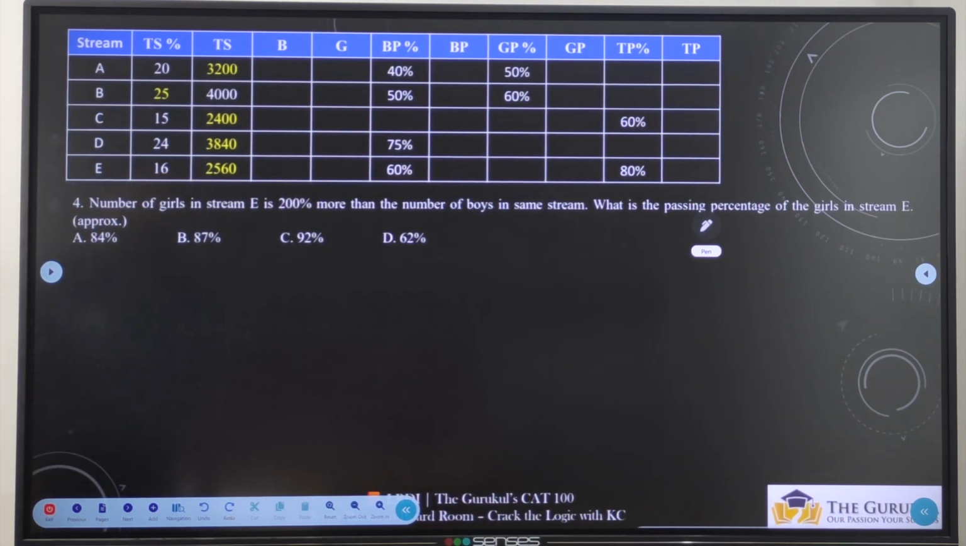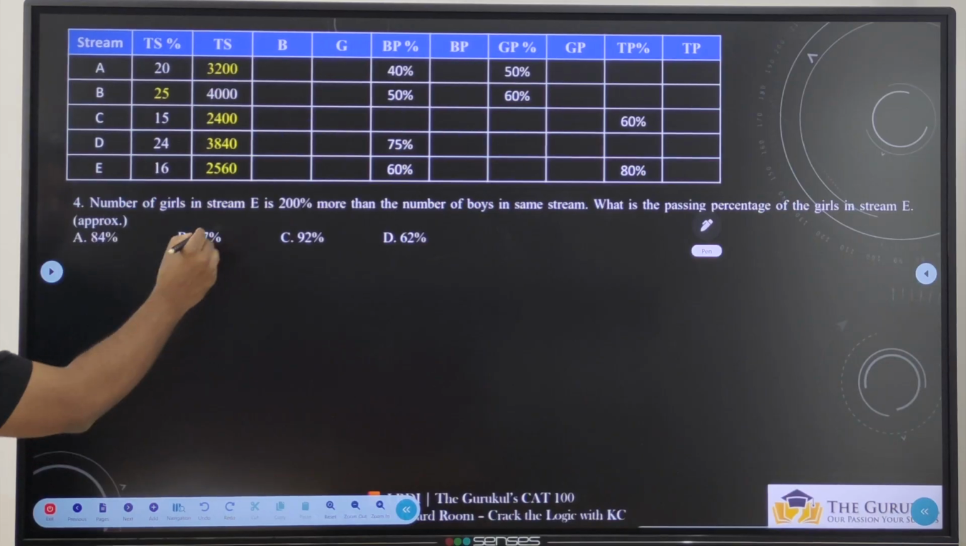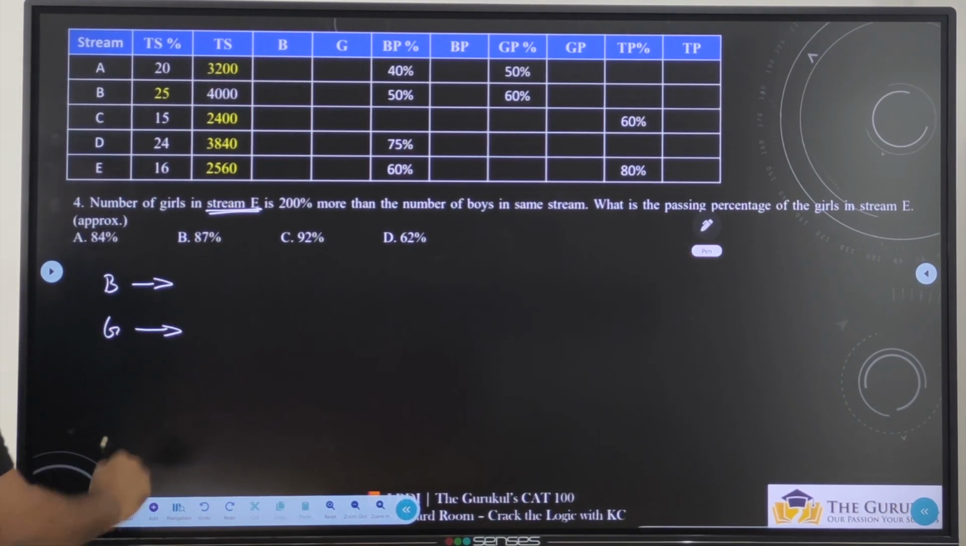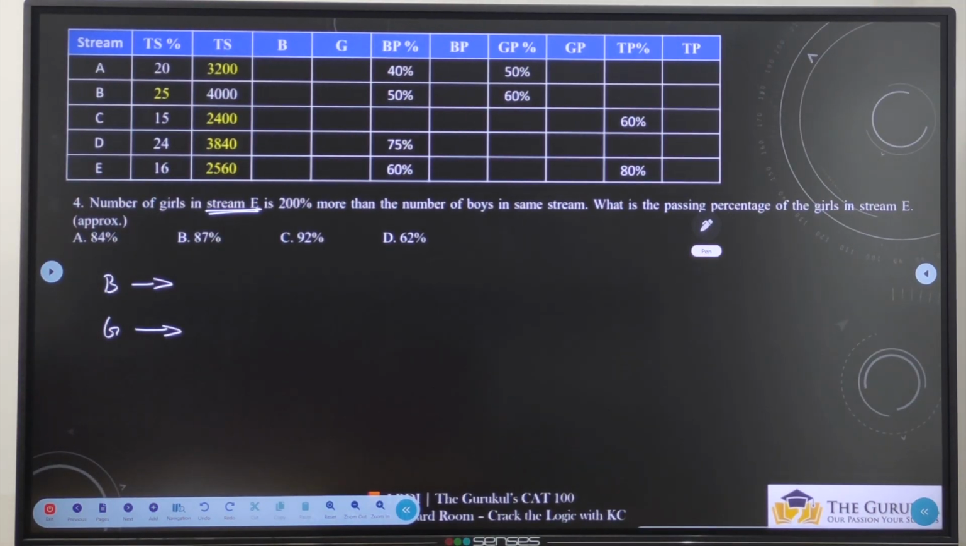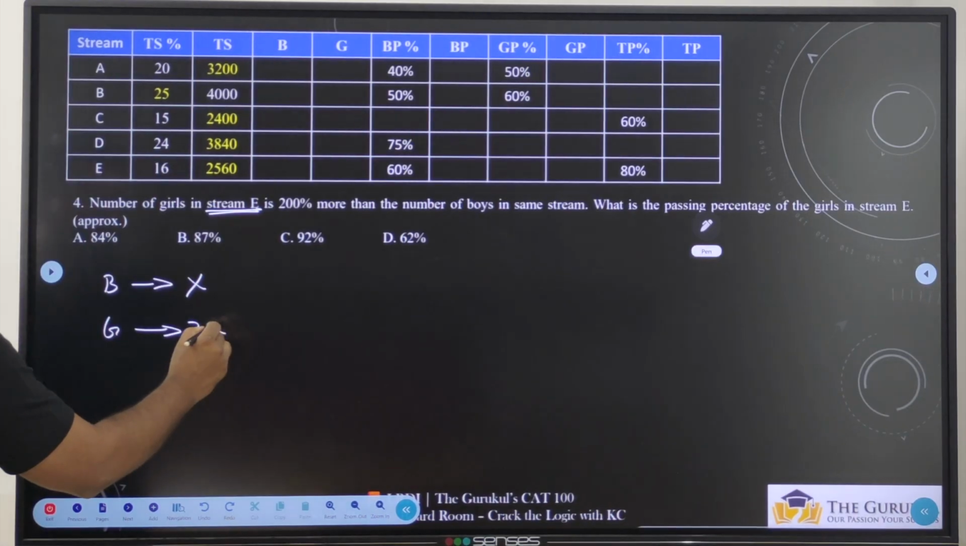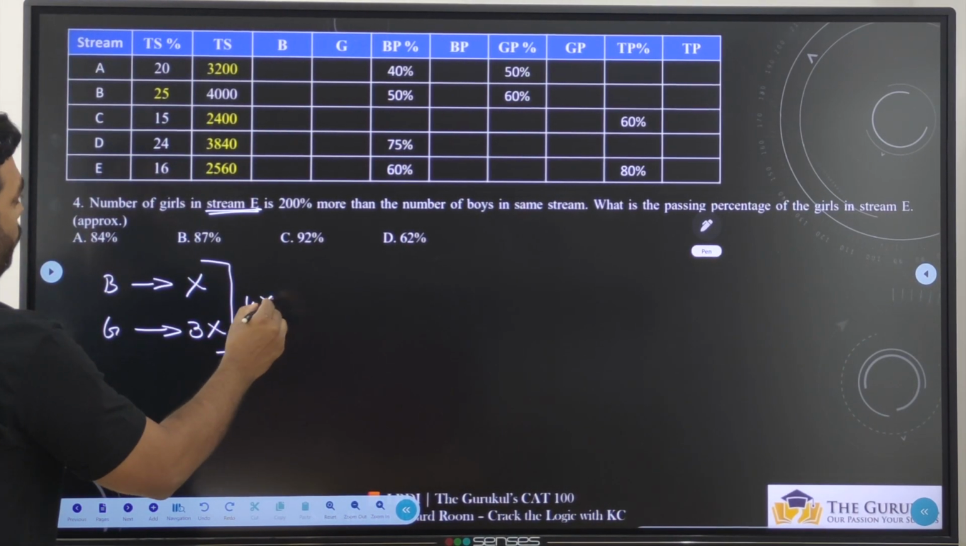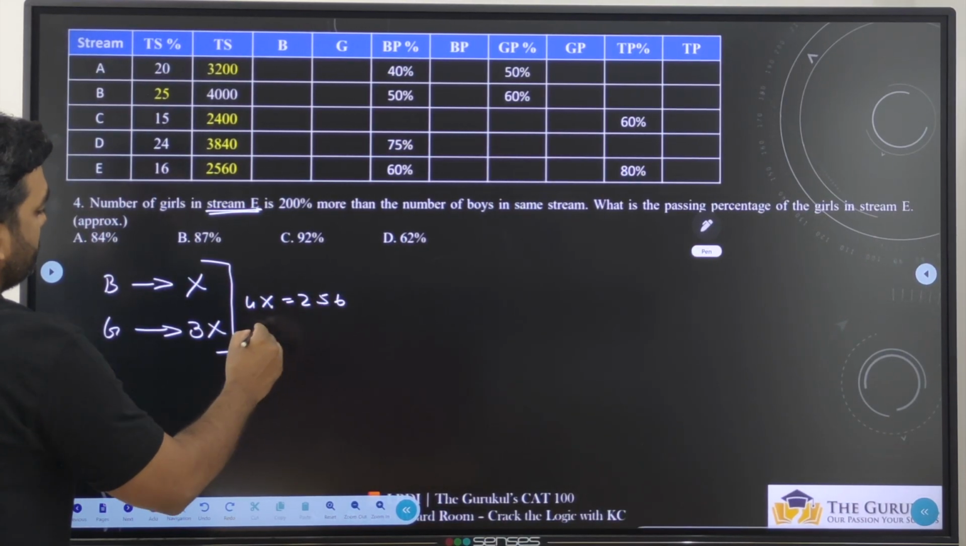Fourth one. Number of girls in stream E is 200% more than the number of boys in the same stream. So how can we write it? We are talking about stream E. How many boys are there? How many girls are there? Girls are 200% more than boys. So if boys are X, girls will be 3X, 200% extra. Total will be equal to 4X, which is 2560.